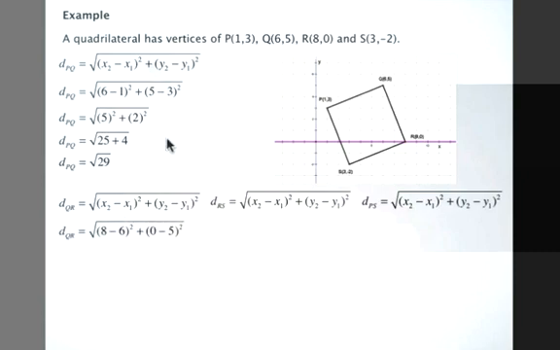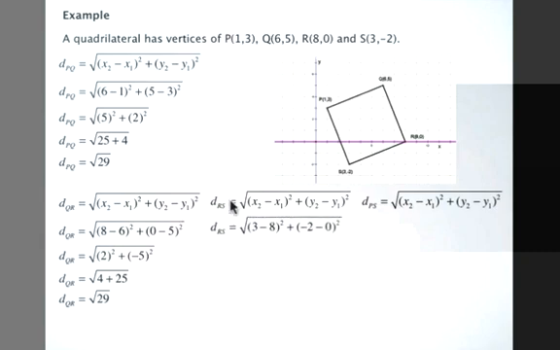For side QR, we have 8 minus 6 and 0 minus 5. 8 minus 6 is 2, 0 minus 5 is negative 5. Squaring, we get 4 plus 25. So the length of segment QR is root 29. For RS, 3 minus 8 and negative 2 minus 0. So we get negative 5 squared plus negative 2 squared. So we have the square root of 25 plus 4, which is again root 29.